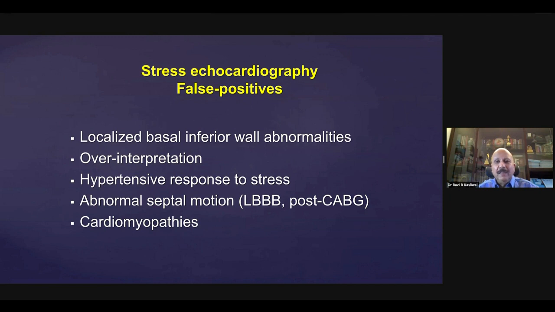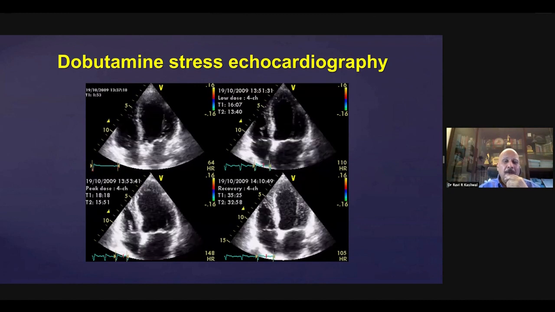And of course, in the evaluation of coronary artery disease, stress echocardiography can also give you false positives: localized basal inferior wall abnormalities, overinterpretation, a hypertensive response to stress, or abnormal septal motion like post-CABG status or LBBB, or a cardiomyopathy. So when you're evaluating for coronary artery disease, don't be focused only on wall motions, which are of course important, but look at the many factors that can cause false positives and false negatives.